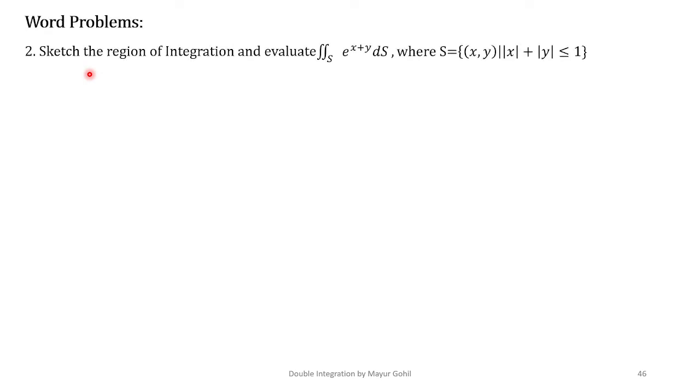Let us continue our discussion with the double integration topic with this word problem. This problem is telling us to sketch the region of integration and evaluate the double integral over the region S. e to the power x plus y is the function, and the order is not given, and it's set over here as dS, where S is given by the set (x, y) such that mod of x plus mod of y is less than or equal to 1.